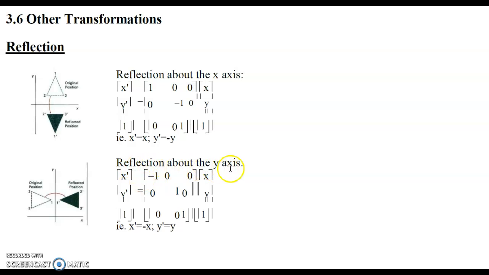The next is reflection about the y-axis, in which the y-axis acts as a mirror. If you see carefully, the y coordinate remains the same but the x coordinate changes its sign. If it is negative, it will become positive. If it is positive, it will become negative. So x dash will become minus x and y dash will become y. For example, if we take 2 comma 3 and reflect that on the x-axis, it will become 2 comma minus 3. That is, only the sign of y changes but the magnitude remains constant.